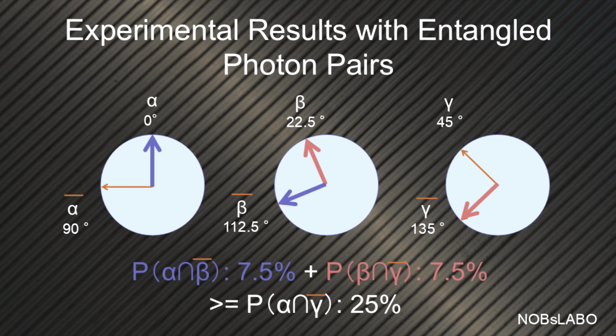What about photon pairs that are actually in a quantum entanglement state? Since the alpha and beta bars are 112.5 degrees apart, the match rate in this case is 15%, which means that 7.5% of the input photon pairs pass through both filters. Similarly, the passage rate of beta and gamma bars is also 7.5%, because they are 112.5 degrees apart and the transmittance rate is isotropic. Now we can see that Bell's inequality is broken.